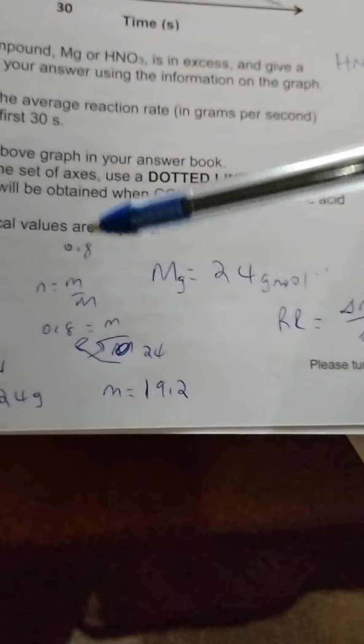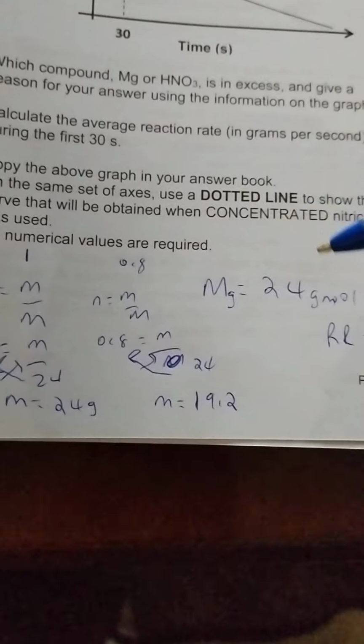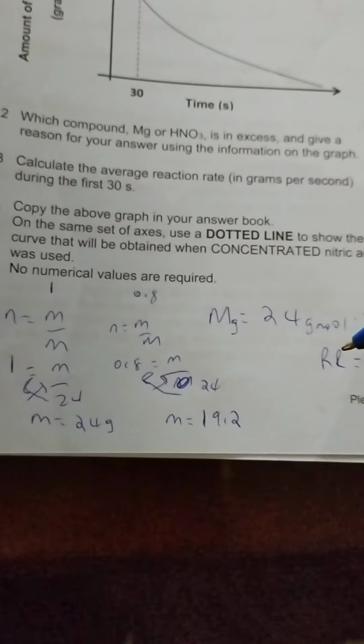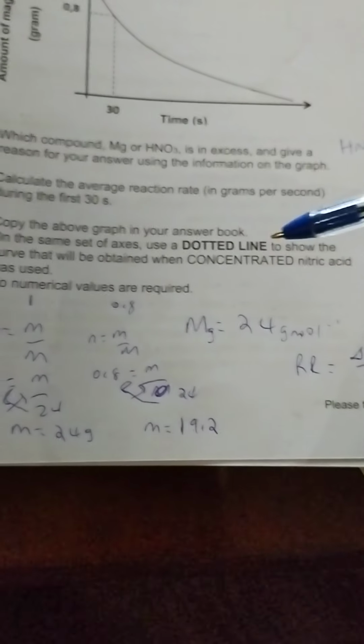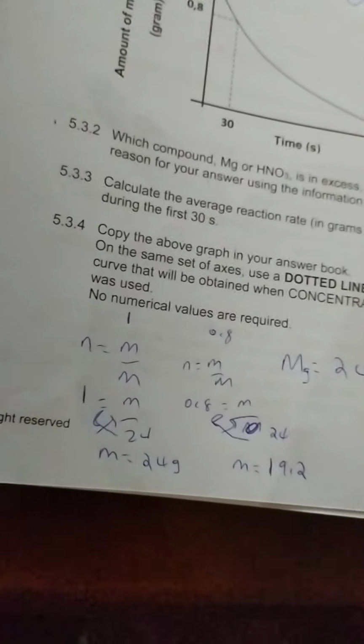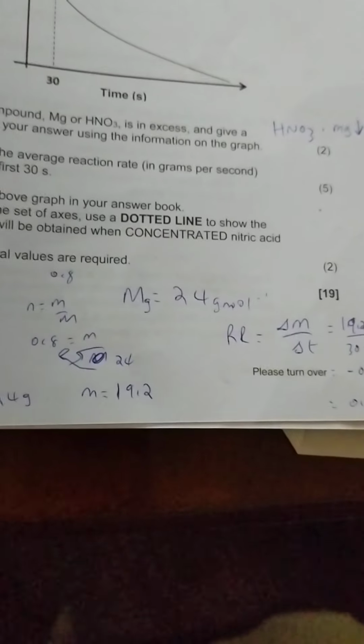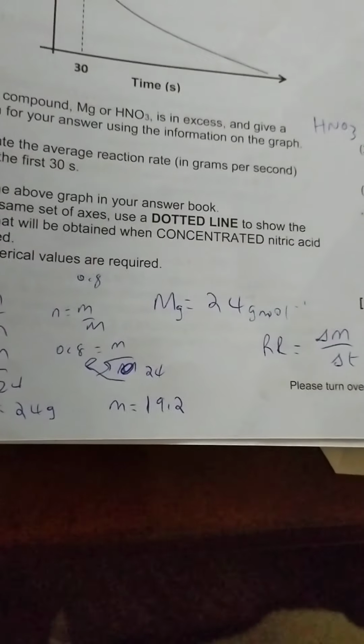Okay, let's finish up. Copy on your notebook on the same set of axes. Use a dotted line to show the curve that will be obtained when concentrated acid was used. So now it's asking us what will happen if we're using concentrated acid. I think I'm going to put it somewhere there. Let's sort out the lighting first. I'm going to put it somewhere there, because I want to show what will happen if we're using the concentrated acid. Will the graph go up or go down?